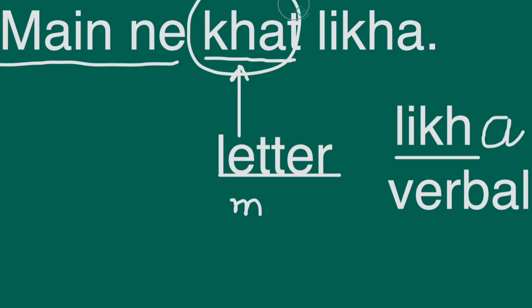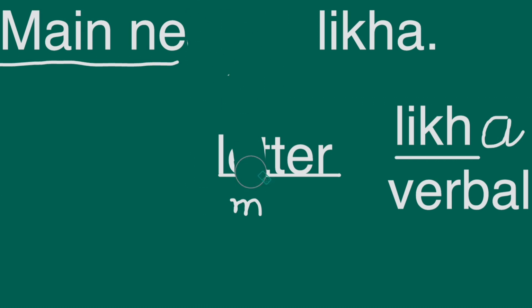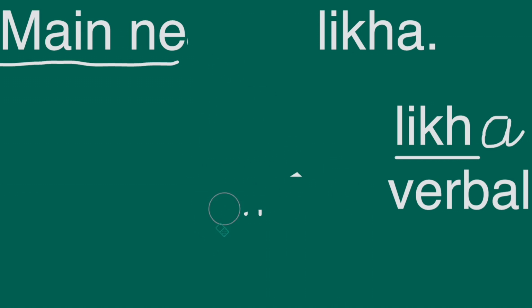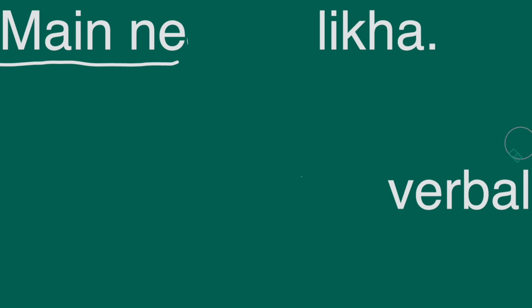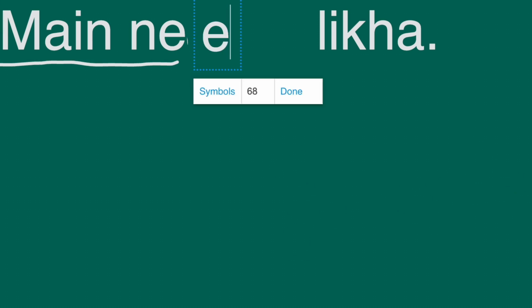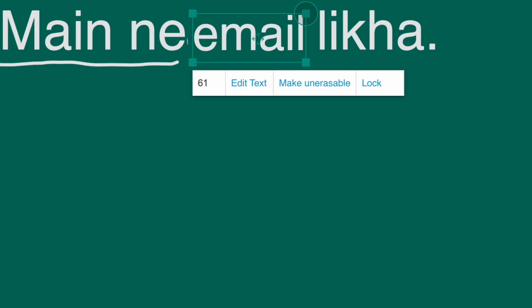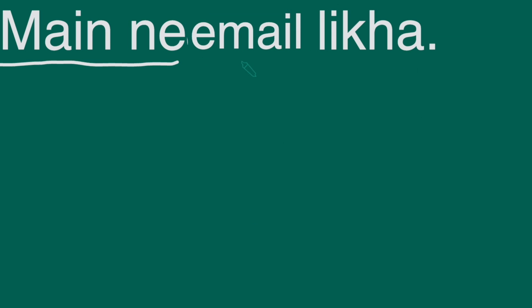This is the object. So for example, let's say I remove khat and instead I write email because that's more modern, right? Nobody writes letters nowadays. Although I loved writing letters when I was young, but nobody does it anymore. People usually write emails or messages. So here you can see email is our object, and the thing about email is it's feminine. It's a feminine noun. So instead of likha, the suffix you'll put is e.